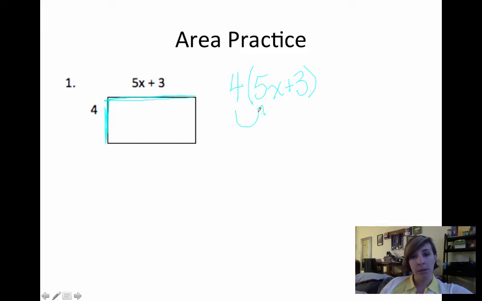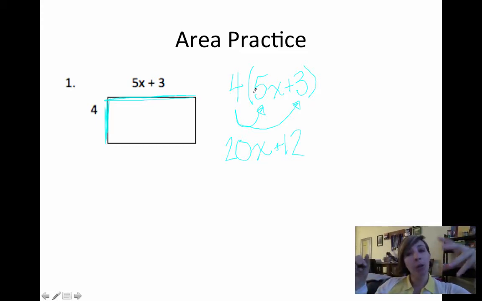So we end up doing 4 times 5 is 20, and we got to tack that variable on there. 20x plus 4 times 3 is 12. I'm sure Mr. Cook went over this with you, but it's totally fine to multiply a number that doesn't have a variable next to it times a number that does, as long as you take that variable with you. So 4 times 5x is 20x, as long as you bring that variable down. And then you can still multiply a single number times a single number, as long as you bring the plus sign, or if it's a minus sign, bring it down.